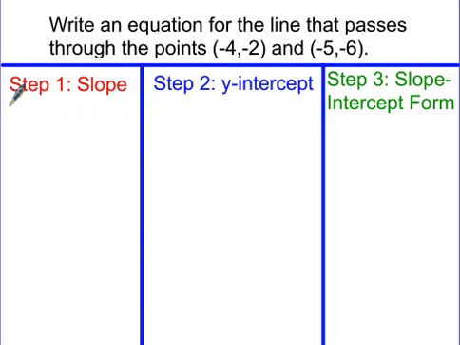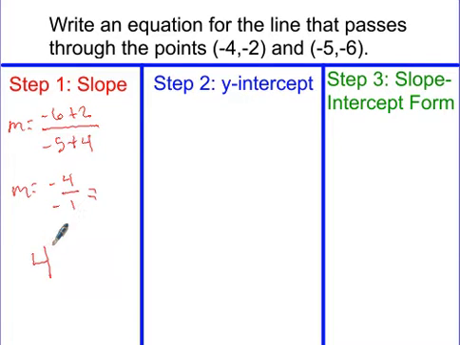All right. Just a couple more examples working through this same type of scenario. We've got 2 points. Let's find the slope first. So slope is negative 6 plus 2 over negative 5 plus 4. Slope is negative 4 over negative 1, so it is positive 4. That's the slope.